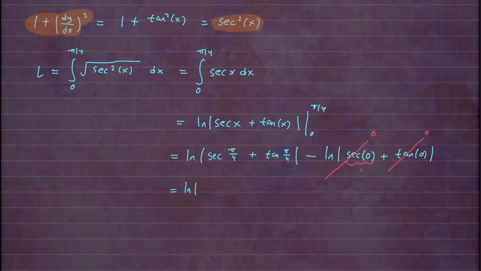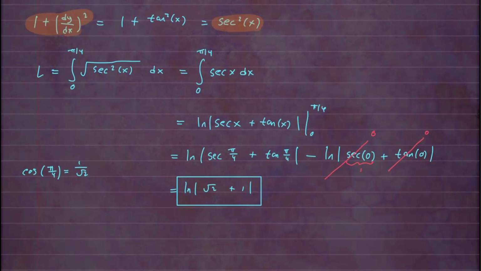Now note that cosine of pi over 4 is 1 over square root of 2. That means secant will be the reciprocal of that. So secant of pi over 4 will simply be square root of 2. Plus tangent of pi over 4, we know that's 1, so that will simply be 1. And there you have it. This is our length of the curve. You can leave it right here, or you could put it in a calculator and get an actual numerical value.